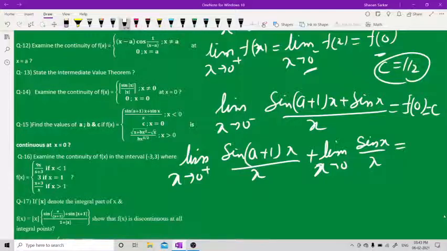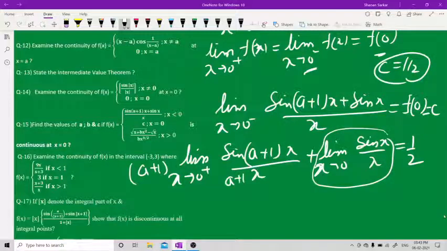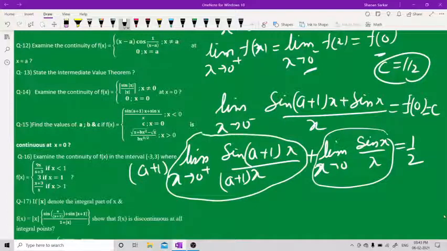I already found C half. Now you know what to do. Very simple. This limit will become 1, and here you will multiply a plus 1 and multiply a plus 1 here. Therefore, this now will become 1. This one will now become 1.